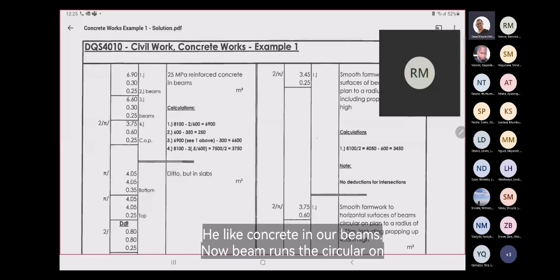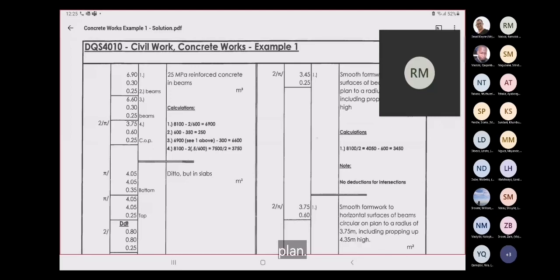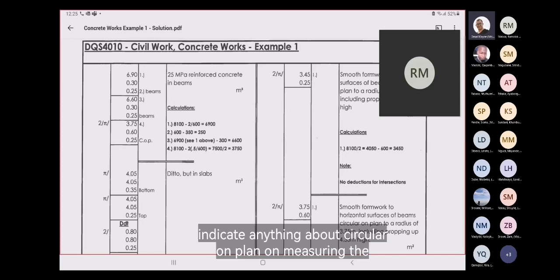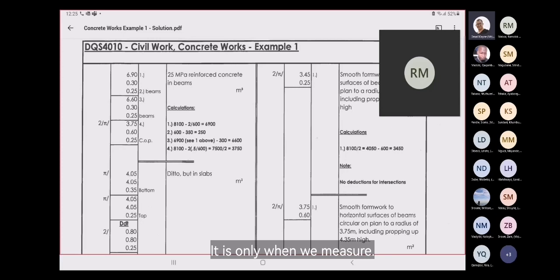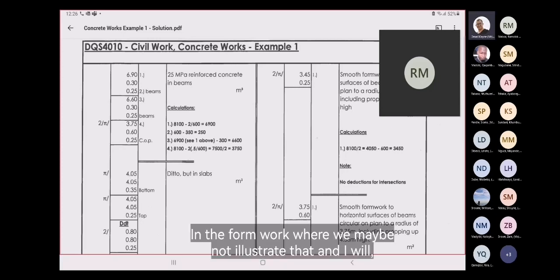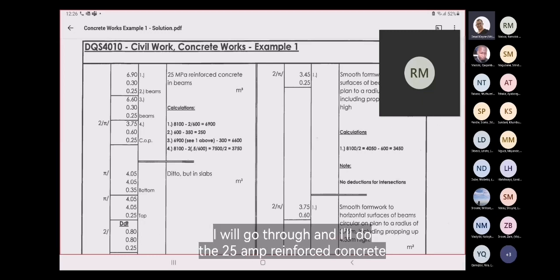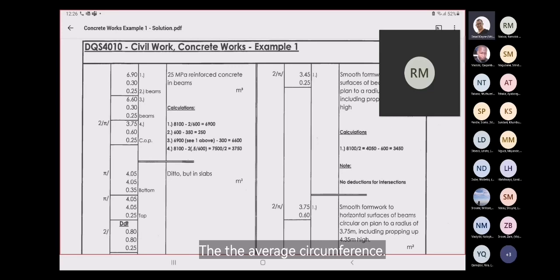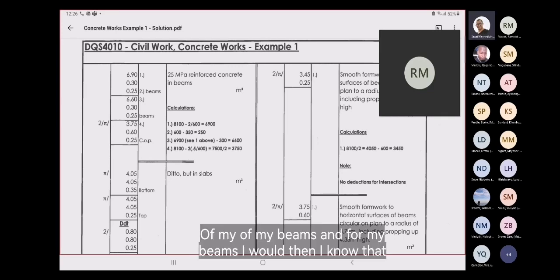Now the concrete in our beams. Our beam runs circular on plan, but when measuring concrete, we do not indicate anything about circular on plan. It is only when we measure the formwork that we illustrate that. I'll do the 25 MPa reinforced concrete in my beams, where I need to determine the average circumference of my beams.